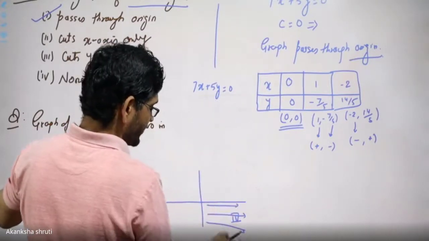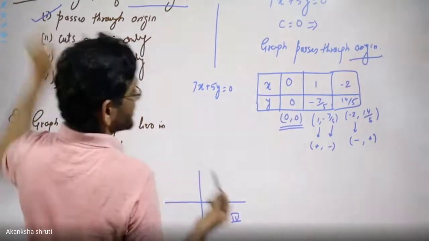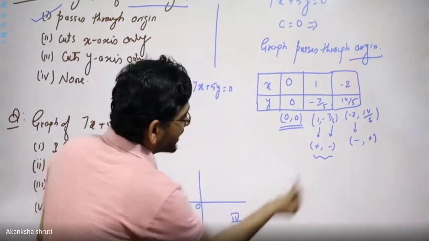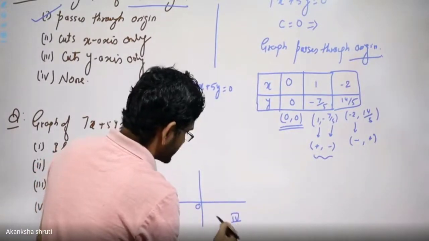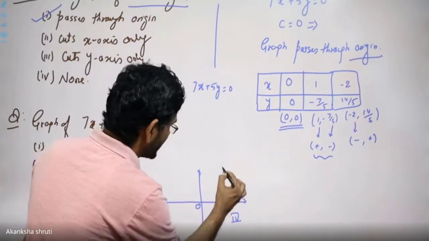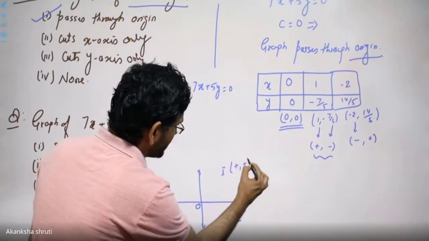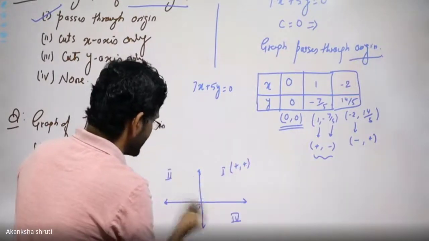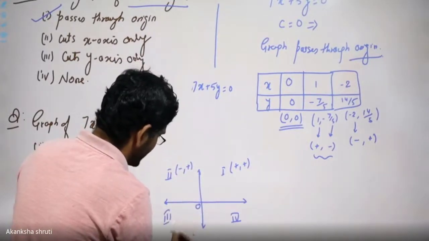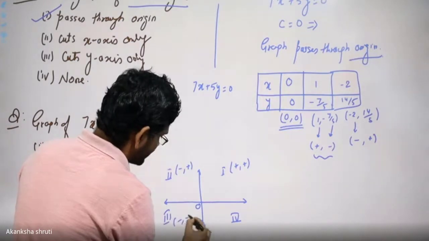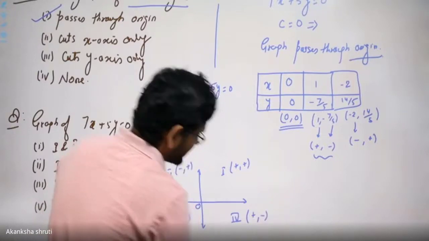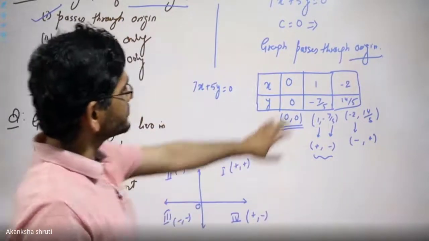Students, considering x positive and y negative, it lies in the fourth quadrant, because we have learned that in our coordinate system, in the first quadrant both x and y are positive. In the second quadrant, x is negative and y is positive. In the third quadrant, both x and y are negative, and in the fourth quadrant, x is positive but y is negative.